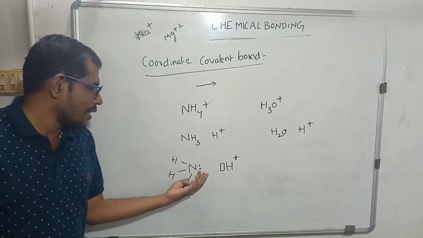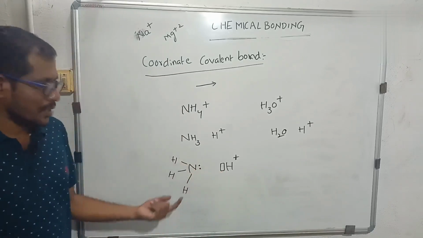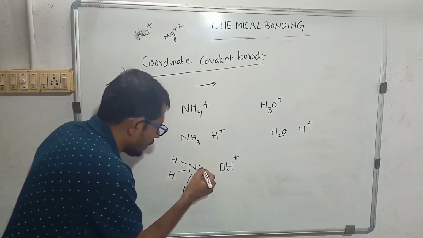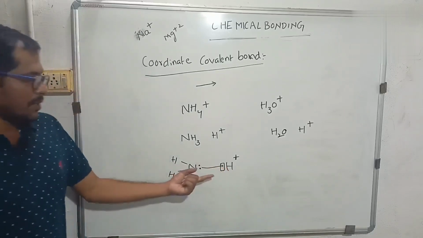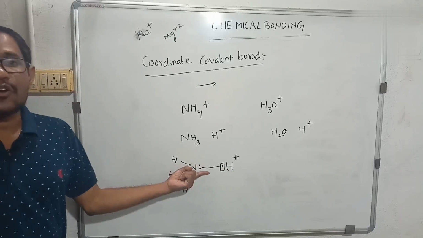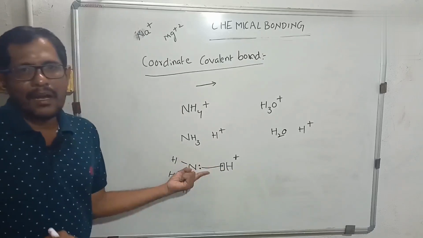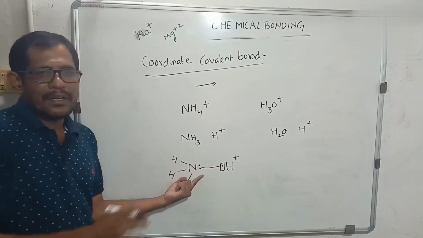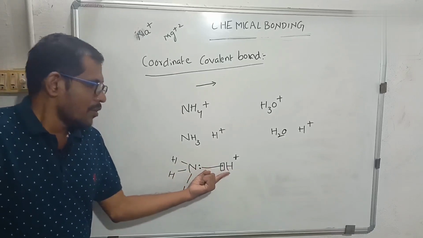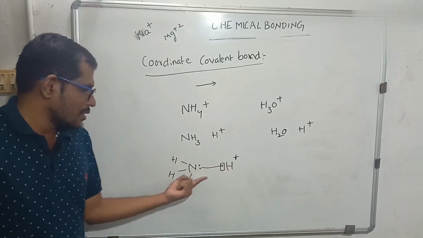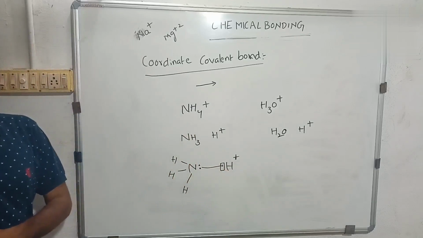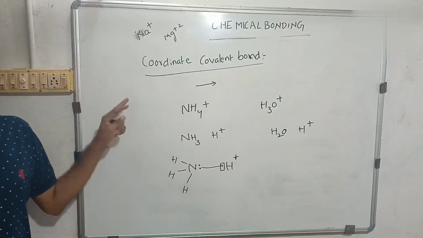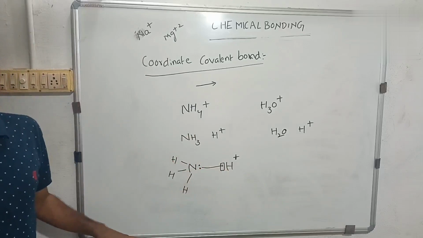So what will happen here? This electron pair will be donated to this H+ ion. That's why we are showing the arrow mark. The electron pair on the nitrogen will be donated to the vacant H+ ion. So this is the coordinate covalent bond. It is different from ionic and covalent bonds.